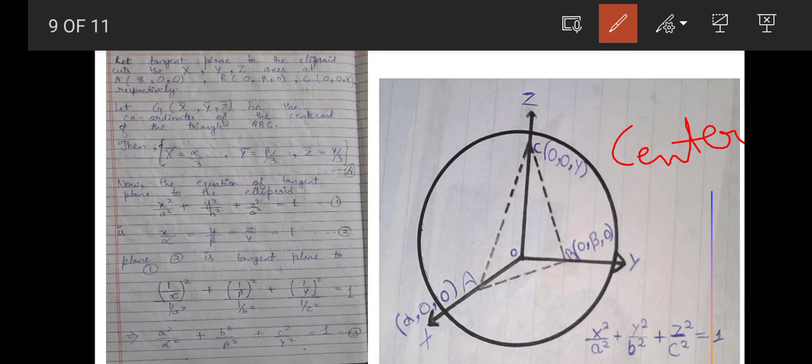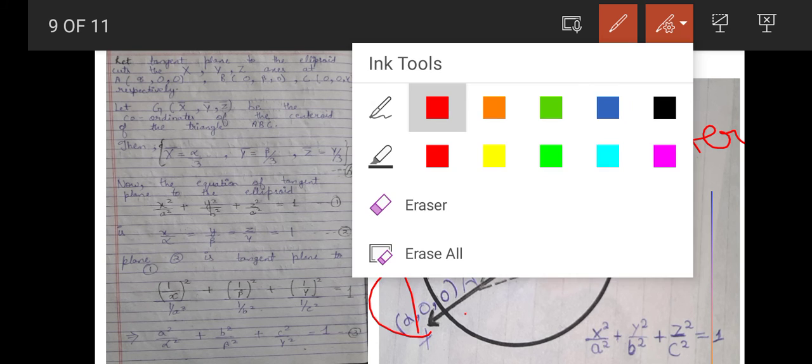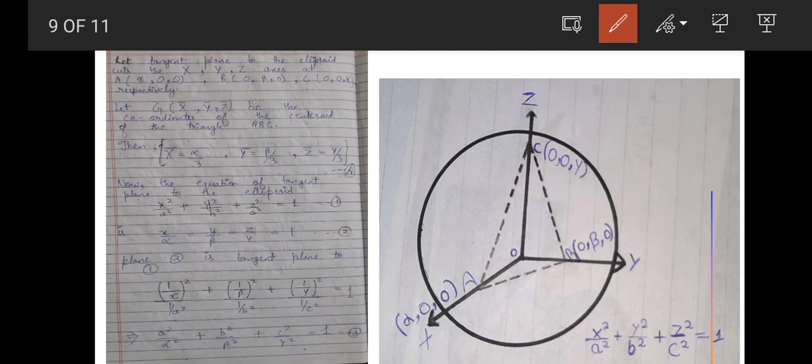Centroid is basically the sum of all 3 points divided by 3. Therefore we'll get the value of centroid as x bar = alpha upon 3, y bar = beta upon 3, z bar = gamma upon 3, and this is the point of centroid, that is G. Okay, so now let's solve this question stepwise.